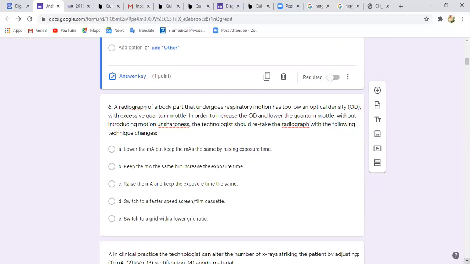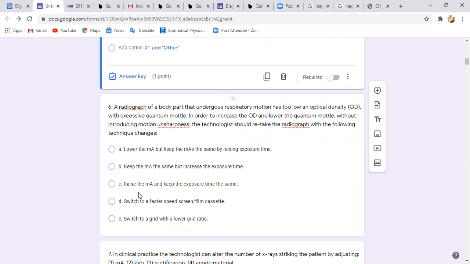D. Why D? Why are you switching to a faster speed screen? So motion. This one has got to do with the faster speed screen. Well, let's see how it goes. Have we gone through all the other options? At times we are looking for the most practical.